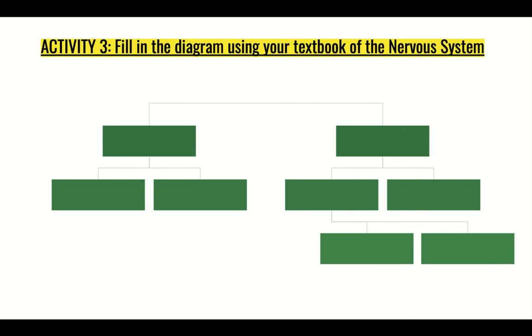Okay, so the next activity in your booklets, as you can see, you have divisions of the nervous system, central and peripheral. You've got some blank boxes to fill in. I'd like you to use your textbook to help you and aid you in filling this information in.